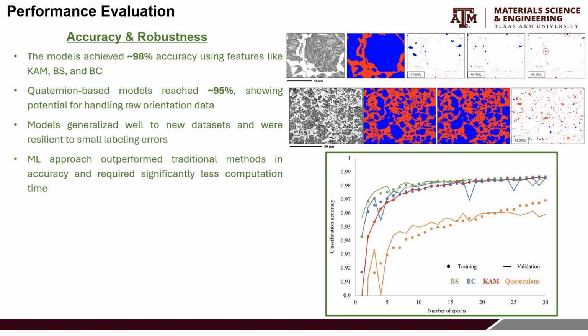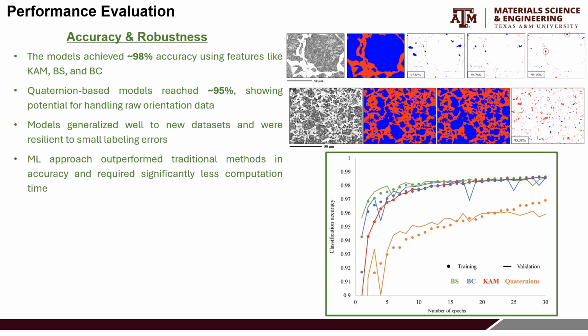And then in the second image, there is the band slope and the ground truth of a random microstructure that does not belong to this original data set, and it's still the combination of the band slope and the kernel average misorientation shows greater than 95% accuracy. And if you look at the figure on the bottom, this plot basically represents the training and the validation classification accuracy against the number of epochs for all the 4 models that were tested during the entire machine learning process.